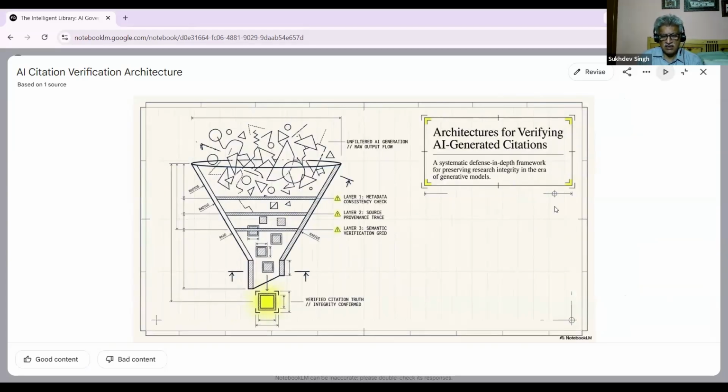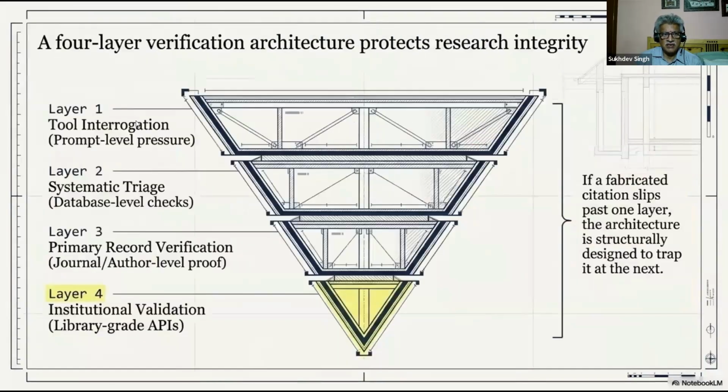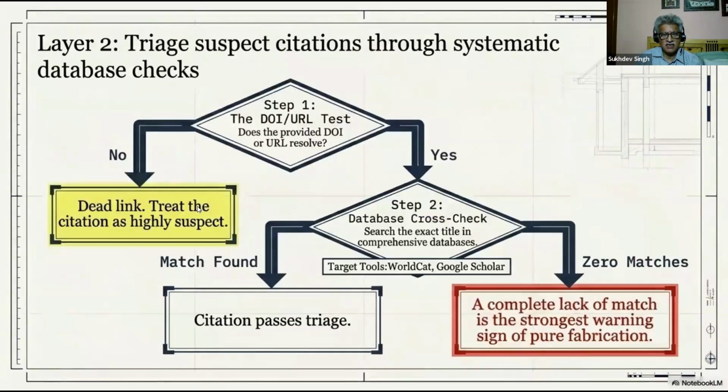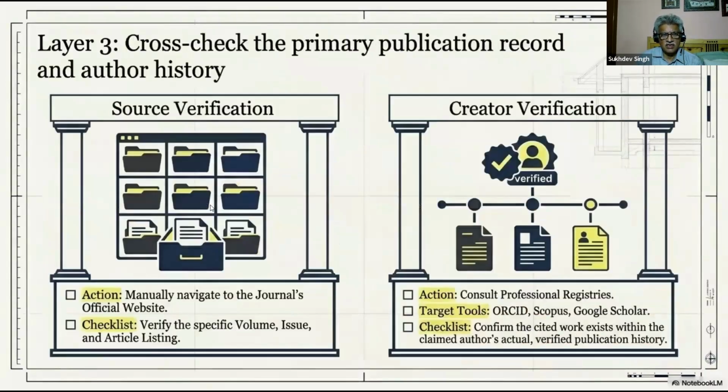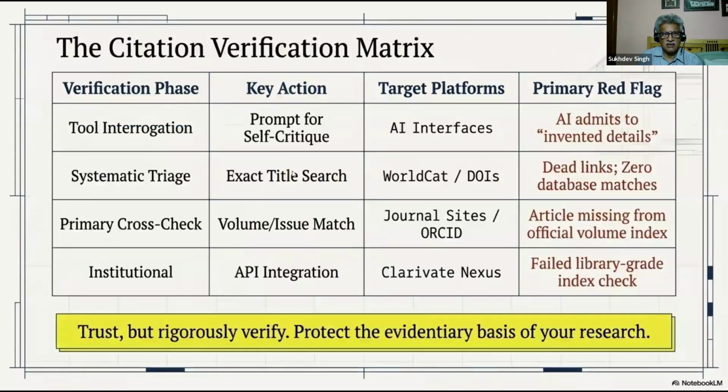So this is one. Let us see this. So it has shown you created a PPT: how the 4-layer verification architecture protects research integrity. So if you are speaking on this topic, you can simply create a PPT out of it. Of course, there will be a watermark over here. So first layer, second layer, third layer, cross-check, how you can do the verification, and this is a matrix.